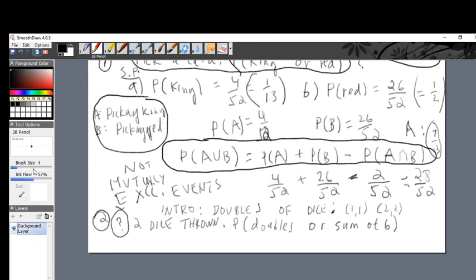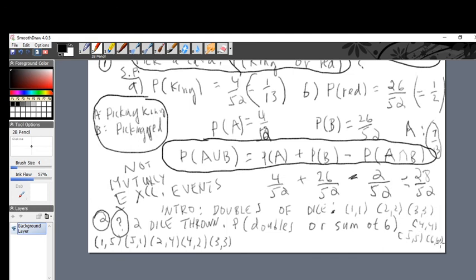How do you get a 6? You can get a 6 with a 1 5, a 5 1. You can get a 6 with a 2 4, a 4 2, and you can get a 6 with a 3 3. And doubles, you can get 1 1, 2 2, 3 3, 4 4, 5 5, and 6 6.